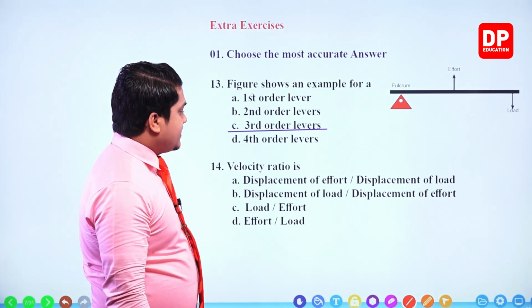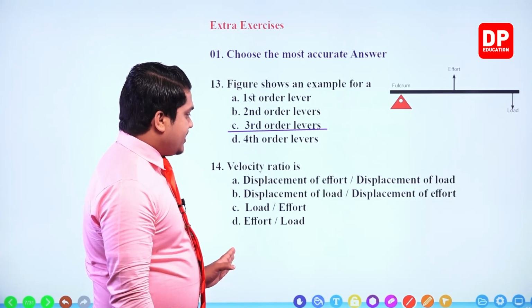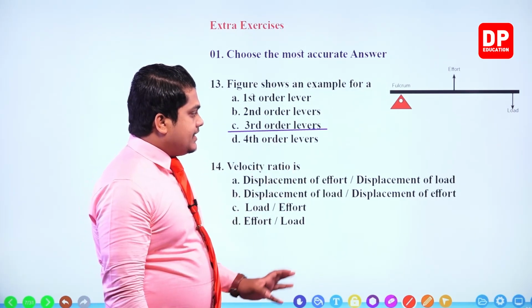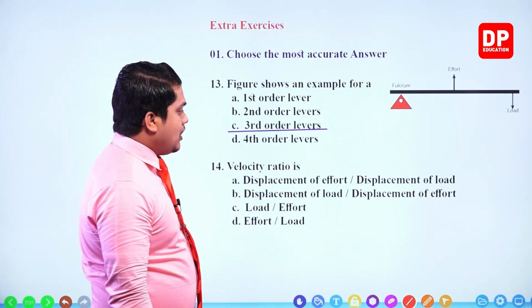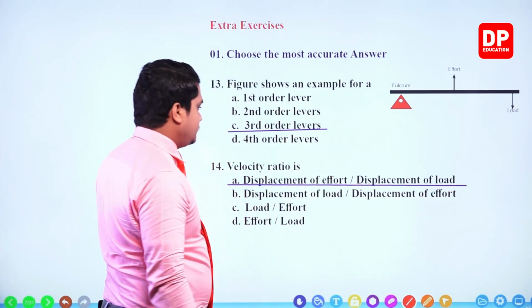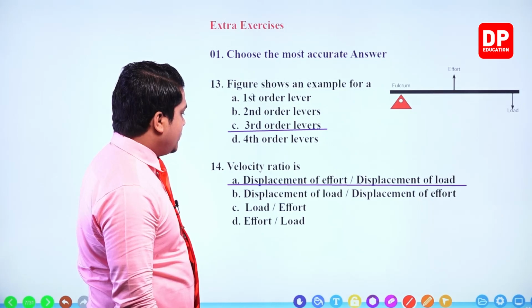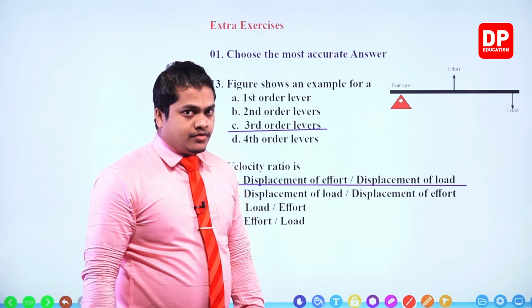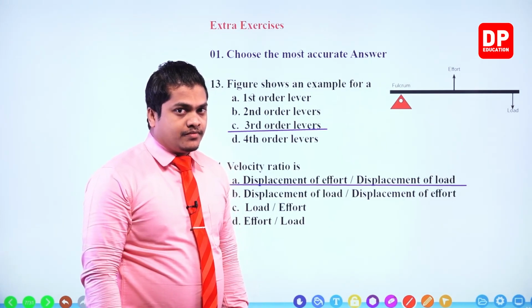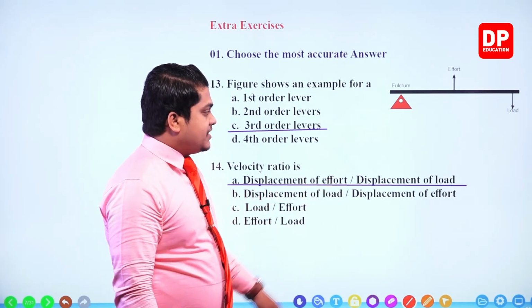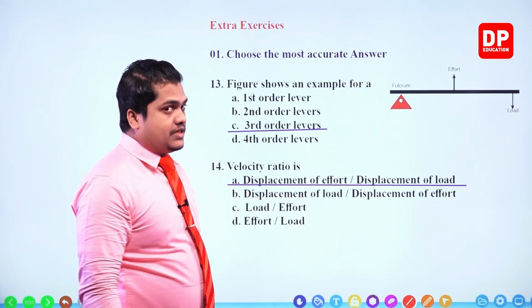Velocity ratio is very simple, my dear children. Velocity ratio means displacement of the effort divided by the displacement of the load. The first option is correct, right? Load divided by effort is the mechanical advantage. That's the mechanical advantage. Okay. Displacement of effort divided by displacement of load, that's the velocity ratio.